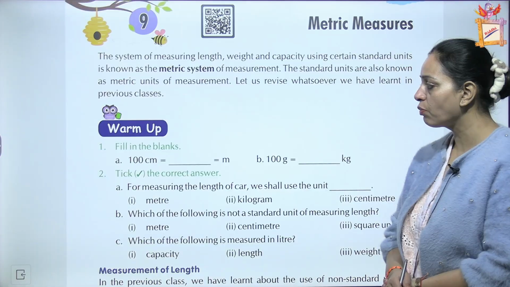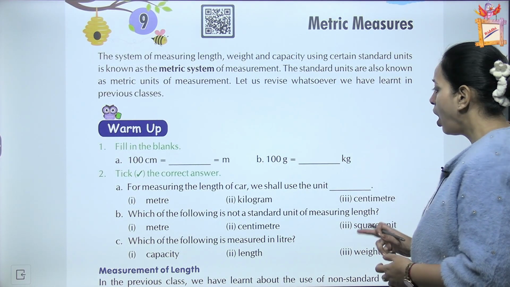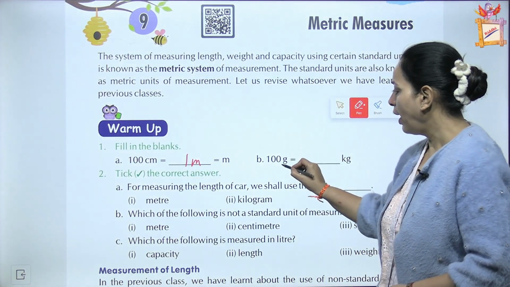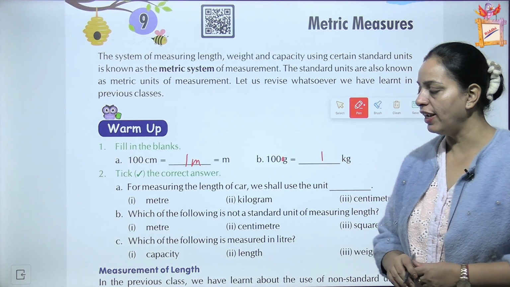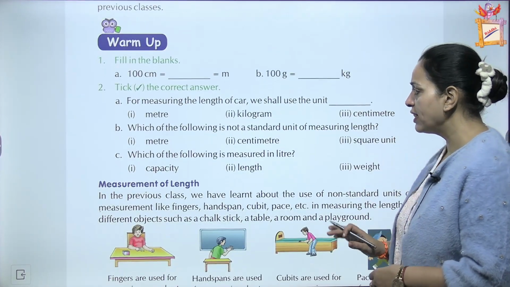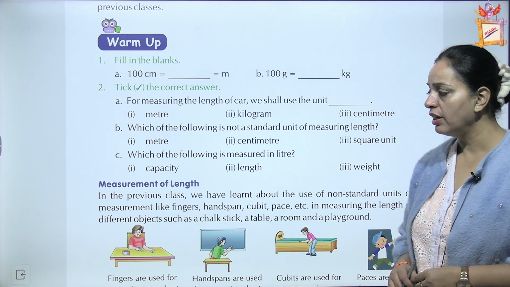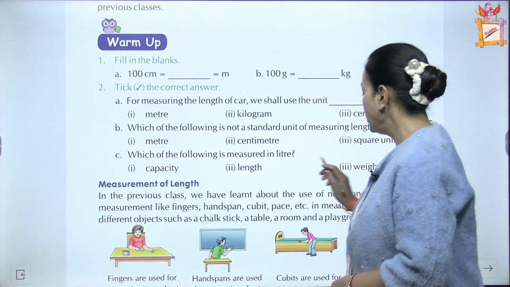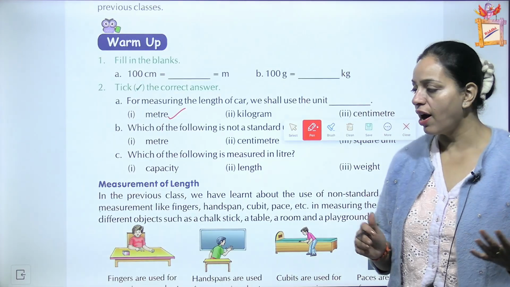See, warm up. The first one, filling the blanks. A part, 100 centimeter equals how many meter? 1 meter. And 1000 gram, how many kg? 1 kg. The second one, check the correct answer. A part, for measuring the length of a car, we shall use the unit meter, kilogram or centimeter. So we have to use meter, because centimeter is for smaller things, meter for larger things.